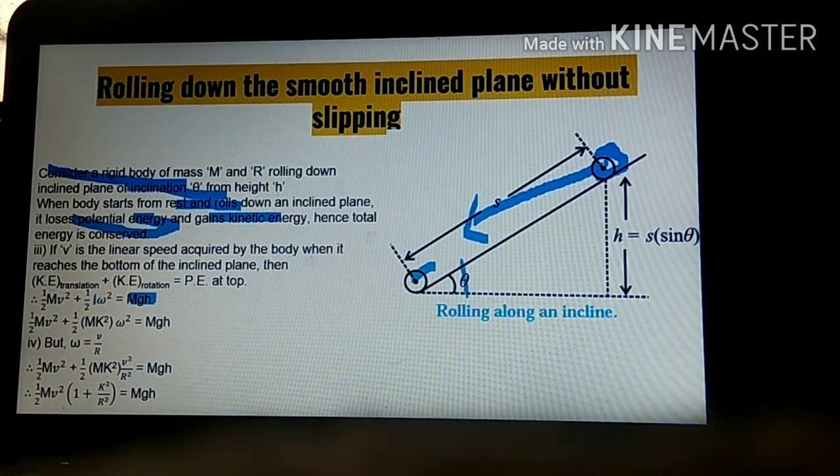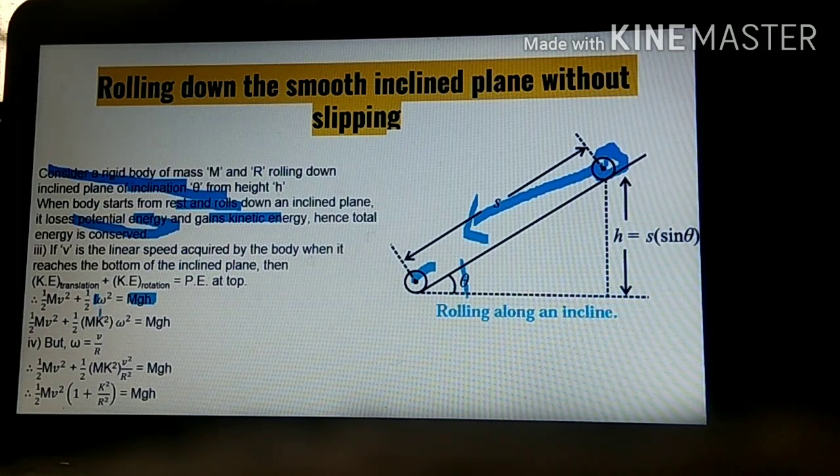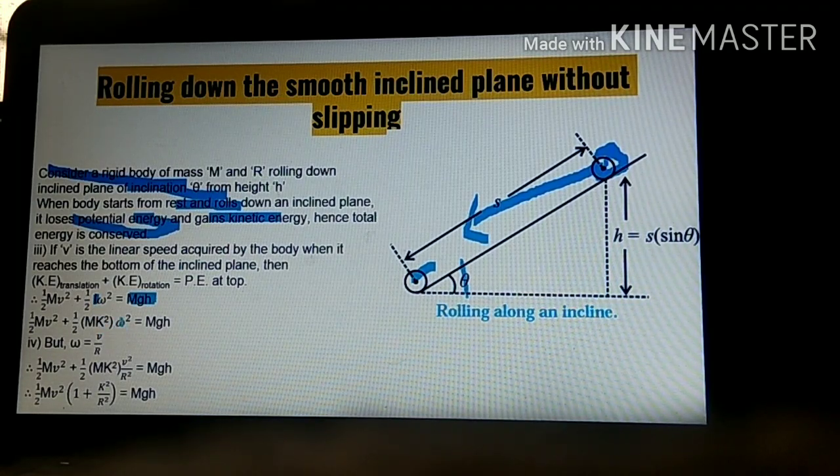Over here again we have done the substitution like we have done in the previous derivation. I has been substituted as mk square, and in place of omega square we can substitute v square upon r square. Again, half m v square we can take common because it is over here as well as over here. So we are taking half m v square outside. Inside we are getting 1 plus k square upon r square is equals to mgh.